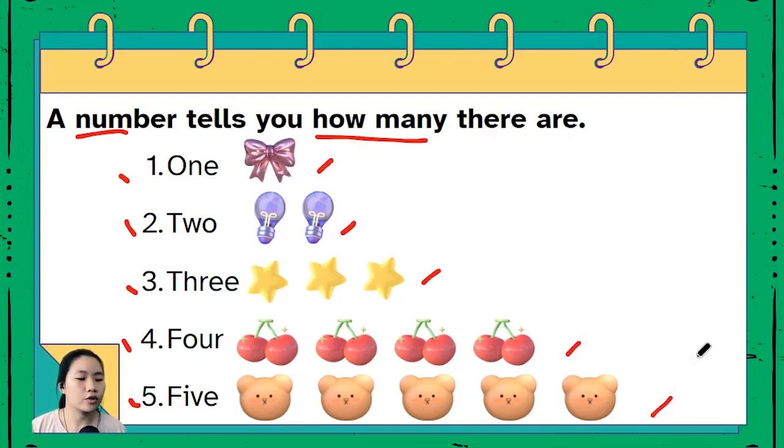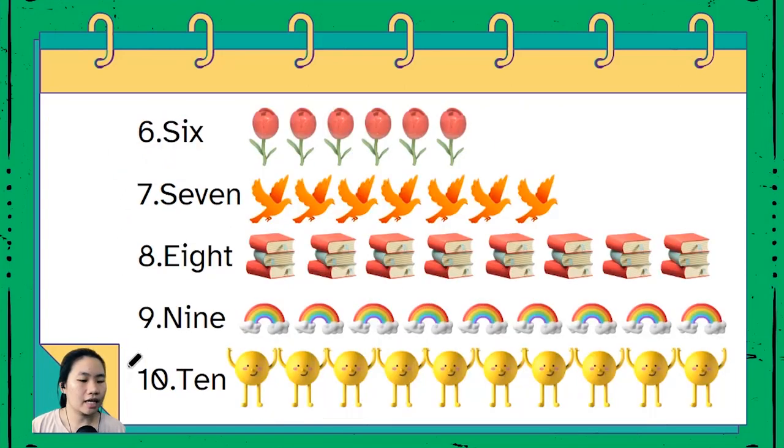How many bears do we have in this list? We have 5. How many stars do we have in this list? We have 3. How many bows do we have in this list? 1. All right, good job. Let's move on to the next part. 6, 7, 8, 9, 10. Let's go through them one by one.